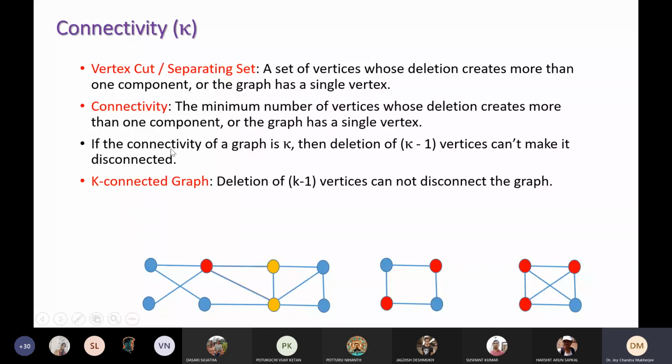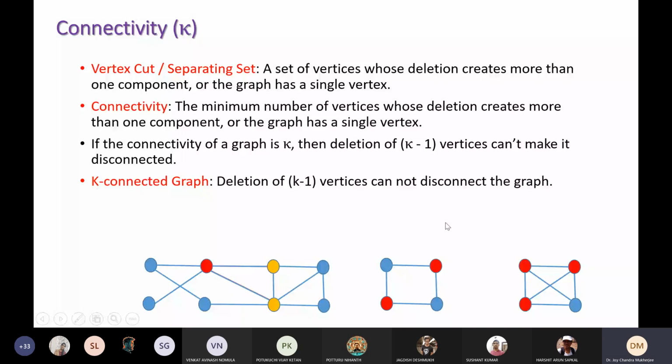Now, if the connectivity of a graph is kappa, the immediate thing that should come into your mind is that deletion of kappa minus 1 vertices can't make it disconnected. Okay, so ये बहुत important बात है. So if somebody says it is a k connected graph, it means that deletion of k minus 1 vertices cannot disconnect the graph.